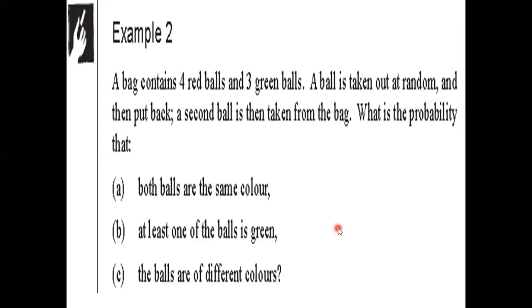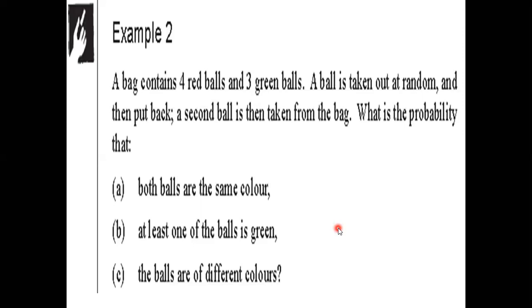At least one is green. That means one green and above. If it says at most one, it means one green and below. But this says at least one is green. That means the number of green you have at minimum should be one, but it can be more than one. That's why we say one and above.